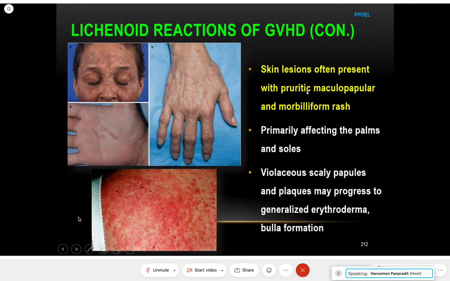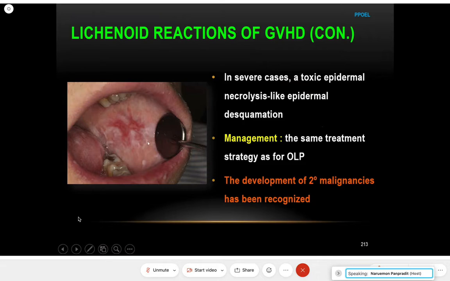But this is just a skin lesion that is one component of graft versus host disease. This is a pruritic maculopapular rash on the skin. This just gives you the idea that not only oral but skin lesions also happen in graft versus host disease. So the treatment of the oral lesion is the same way as lichen planus, the same way of treatment. And you should also be careful about secondary malignant transformation.